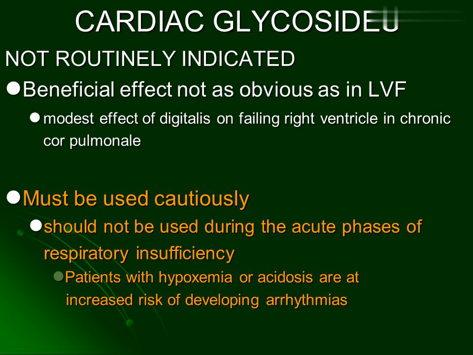Cardiac glycosides are not routinely indicated. The beneficial effect is not as obvious as in LVF. There is a modest effect of digitalis on the failing right ventricle in chronic cor pulmonale. It must be used cautiously and should not be used during the acute phases of respiratory insufficiency. Patients with hypoxemia or acidosis are at increased risk of developing arrhythmias.